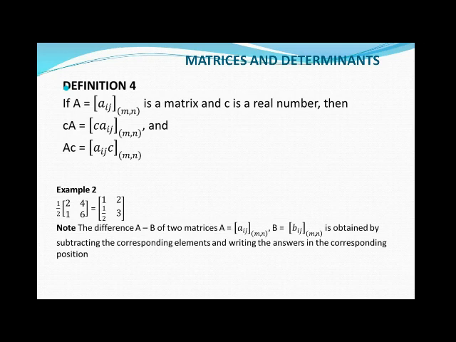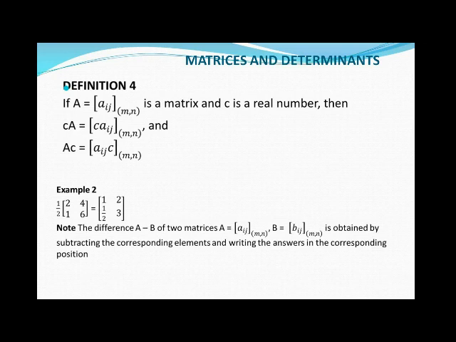if you have half times a matrix containing entries 2, 4, and 1, 6, it simply means that the half outside the bracket will multiply every entry inside the bracket. That is half times 2, half times 4, half times 1, and half times 6. So that gives us 1, 2, half, and 3. Therefore, the resulting matrix will be 1, 2, half, and 3.